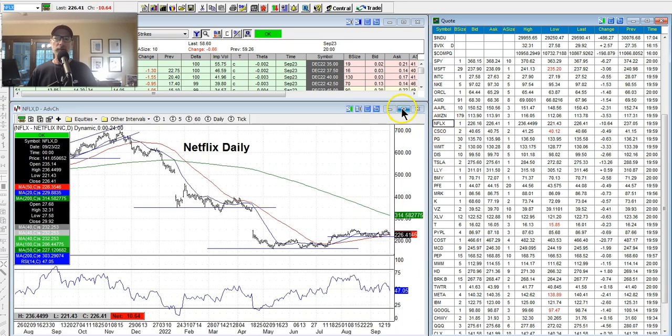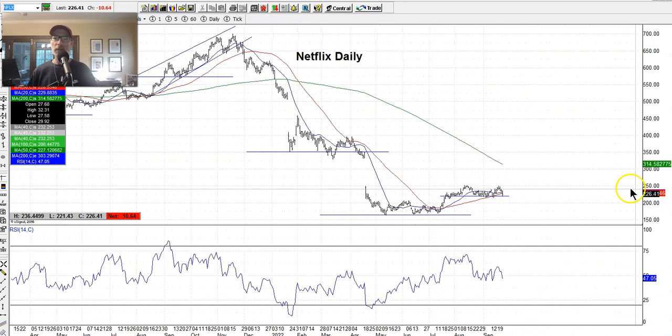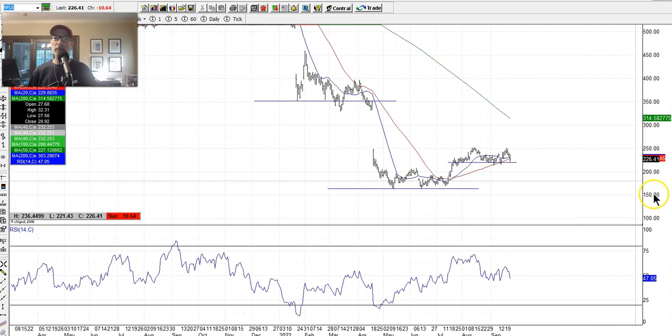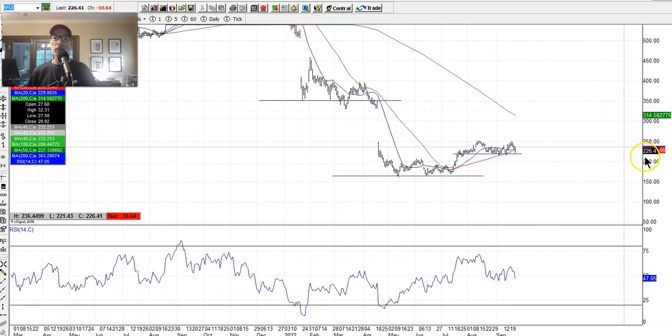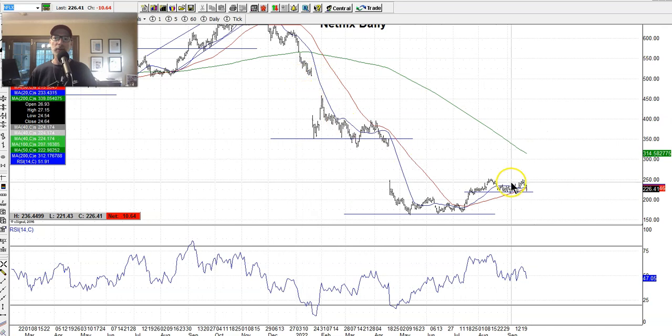Netflix, just hugging on to that support right here. Let's open it up a little bit more. Here's the support line right around 220. So it's holding. It's holding pretty good. If it can hold, it'll bounce good. When the rest of the market goes, Netflix should bounce pretty hard. But it still has a long way to go to close these other gaps here. But for now, 220. Keep an eye on that level for Netflix.